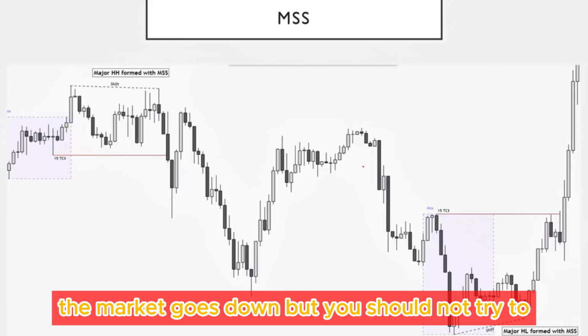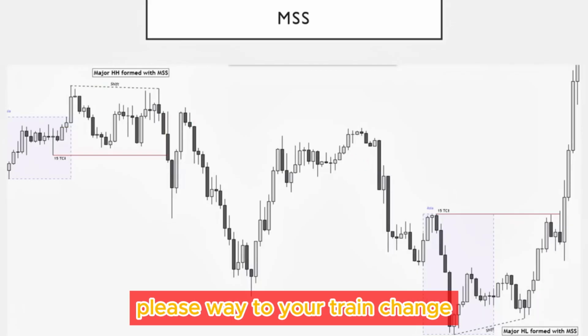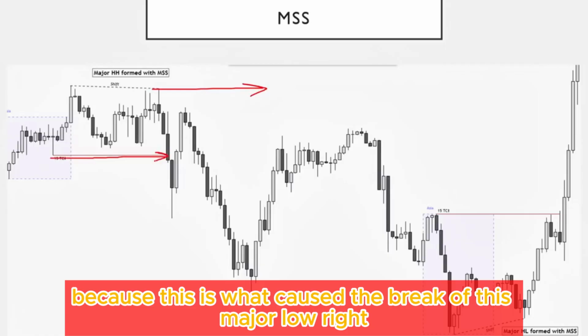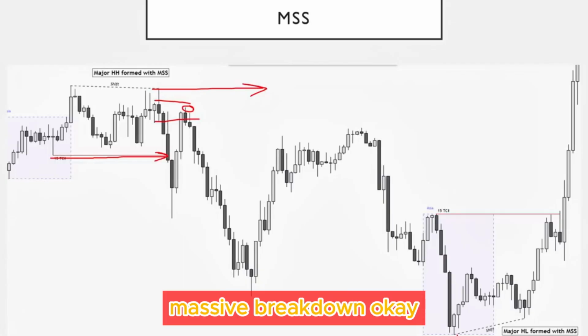But you should not try to forecast the MSS. Please, wait for your trend change. There is my strong high. That shouldn't be broken right now because this is what caused the break of this major low, right? And there is your trade. Right there.